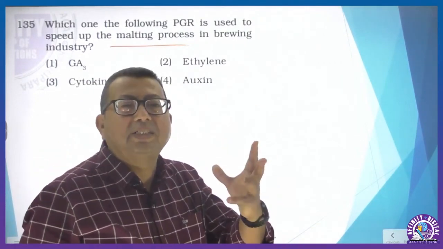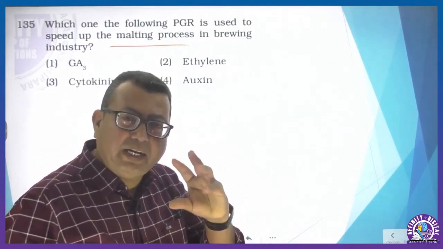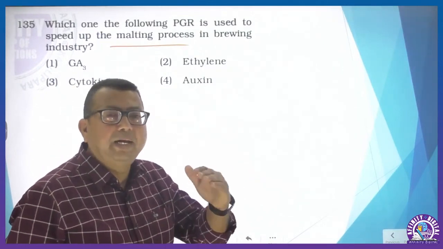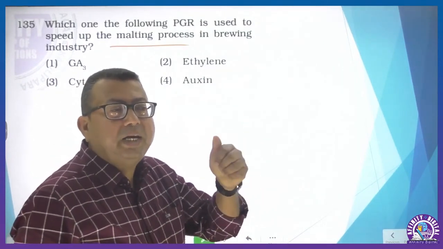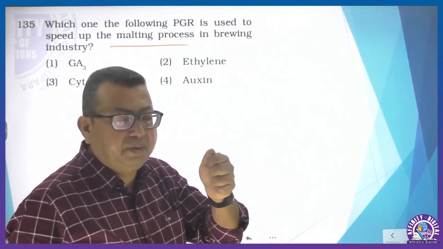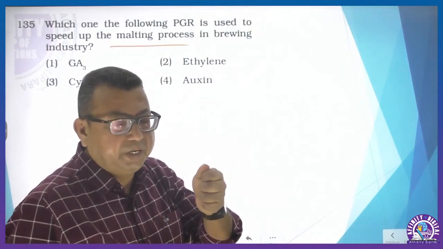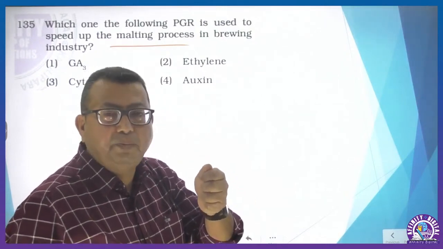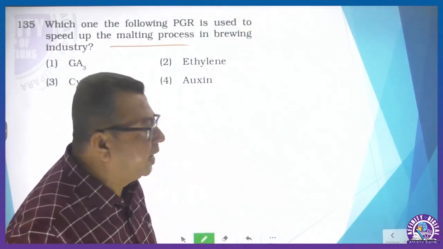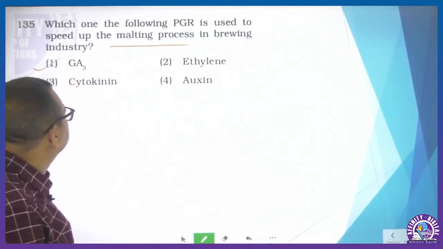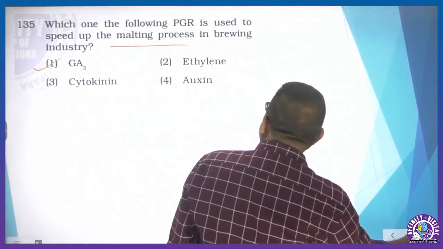Germinated cereal grains is called malting. Specifically germinated barley grains are called malting. To speed up the germination of barley grains in the brewing industry, you have to spray gibberellic acid. So which one is gibberellic acid here? GA3. So the answer will be option number 1.